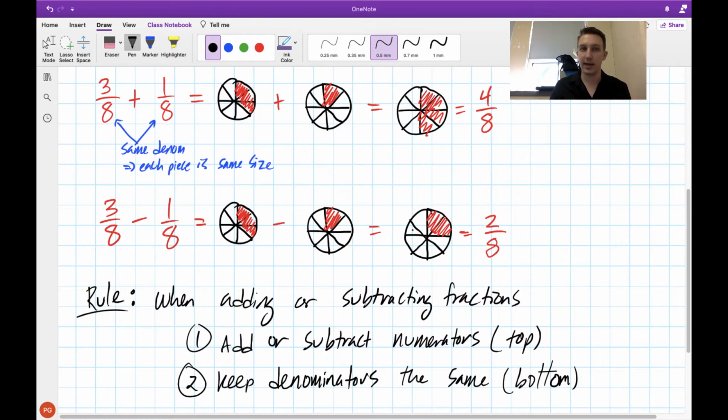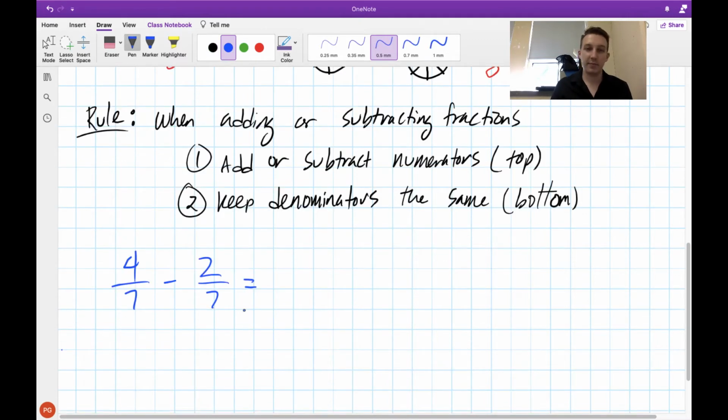Now the reason why that is, the denominator tells us how big each of these pieces are. And when we're adding or subtracting, we're not changing the size of the pieces, we're just changing how many of them there are. So we add or subtract the numerators, which tell us the number of pieces. We keep the denominators the same. So if we had an example like 4 over 7 minus 2 over 7, notice our denominators are the same. Those are going to stay the same when we subtract them. And what we're going to do is subtract the numerator. 4 minus 2, so our answer is 2 over 7.